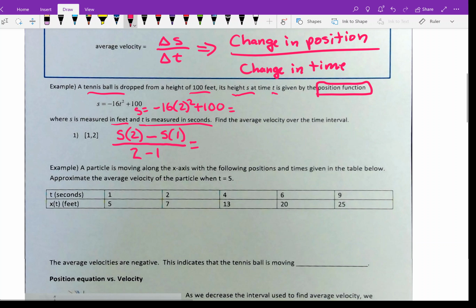That's going to give me a value of, let's see, 36. I'm not doing that in my head, I'm using a calculator for this. Then I'm also going to plug 1 into that equation: negative 16 times 1 squared plus 100. And that's going to be 84.